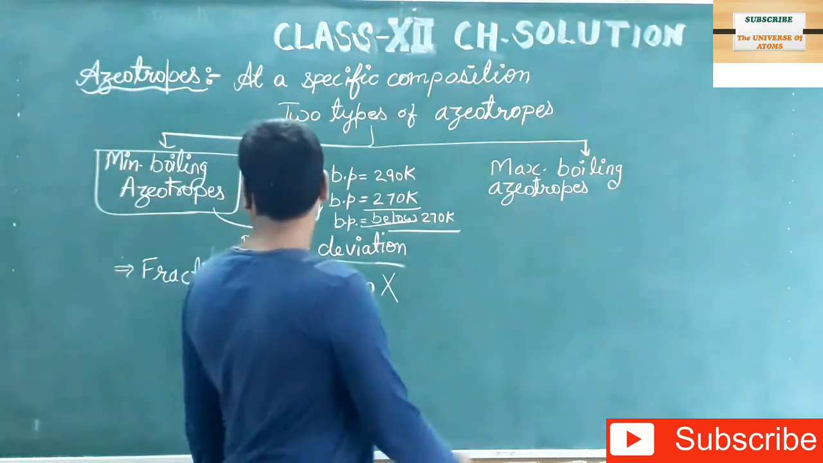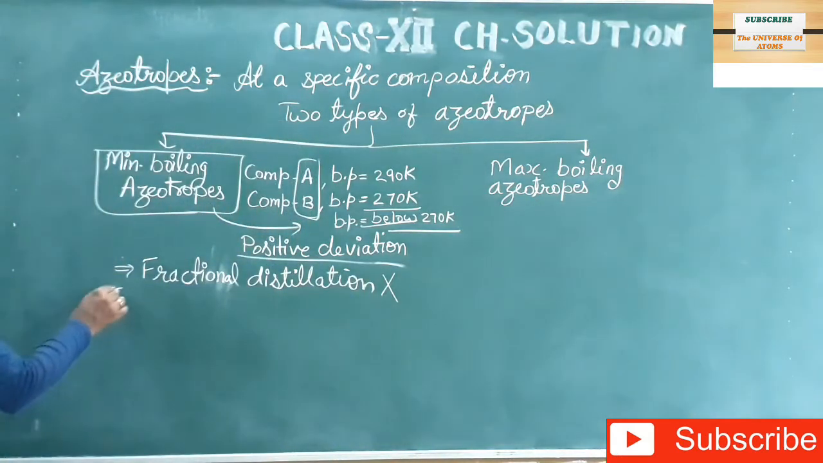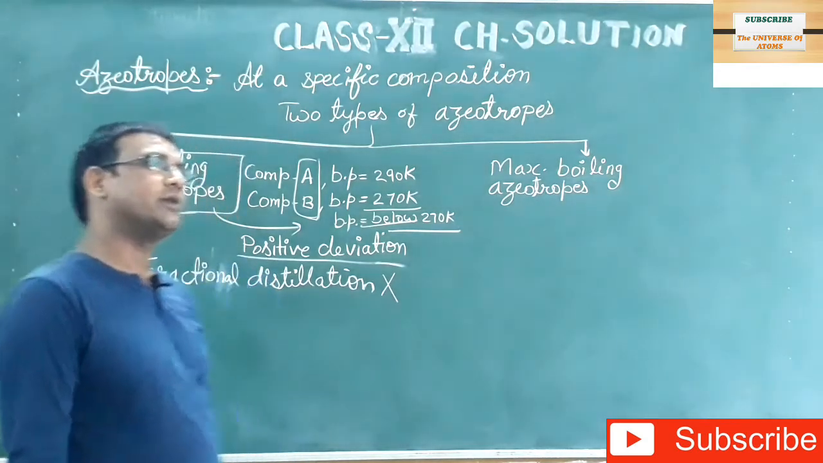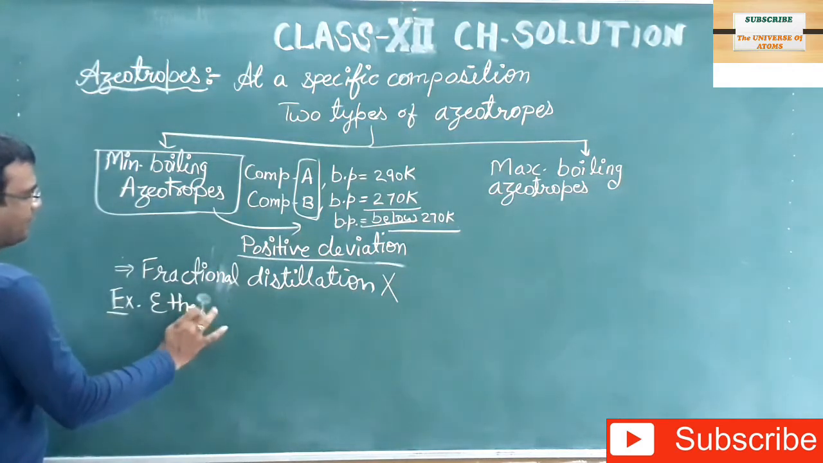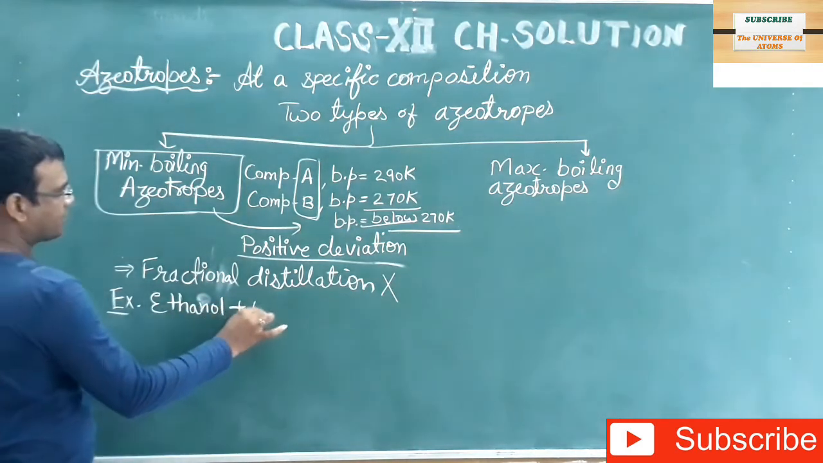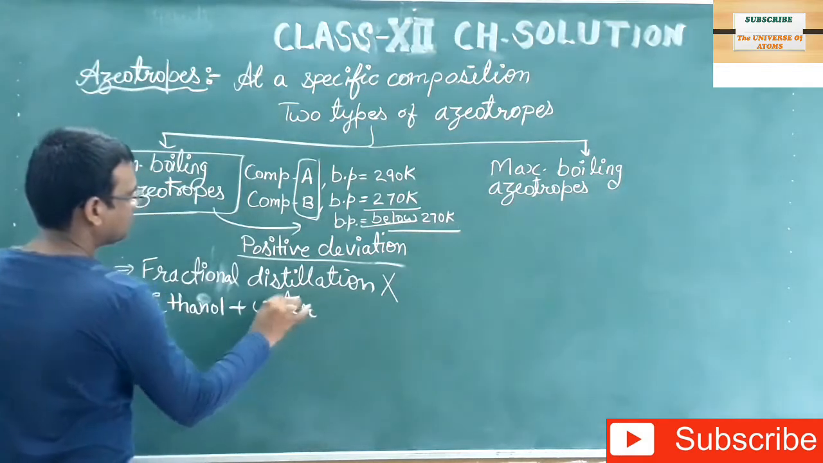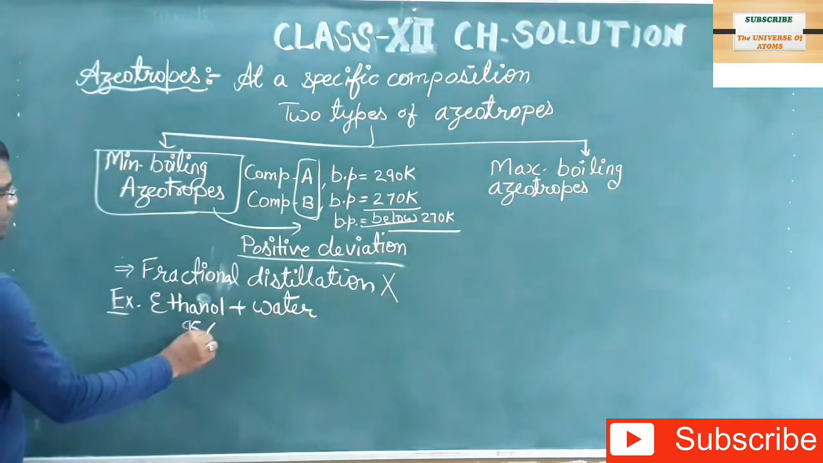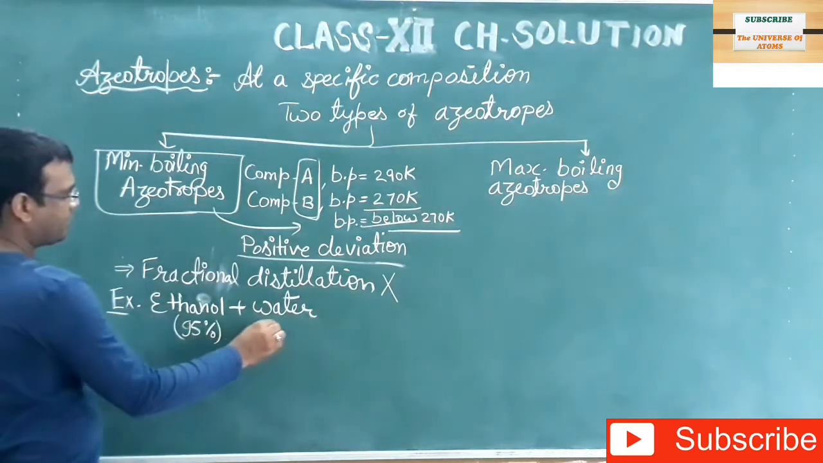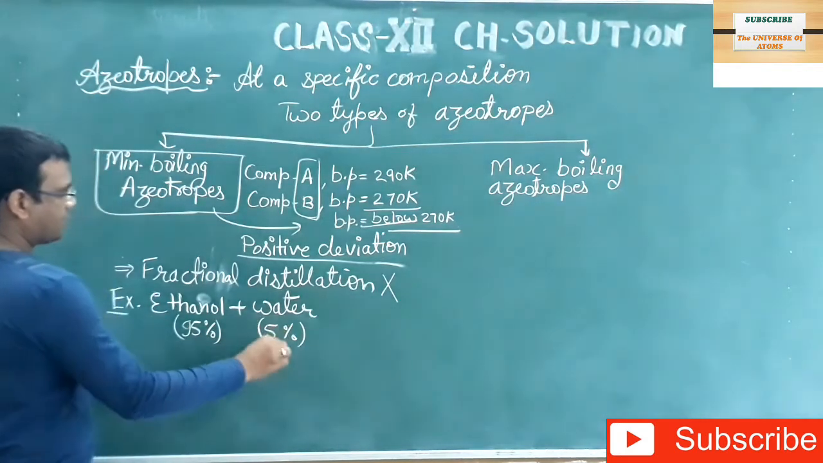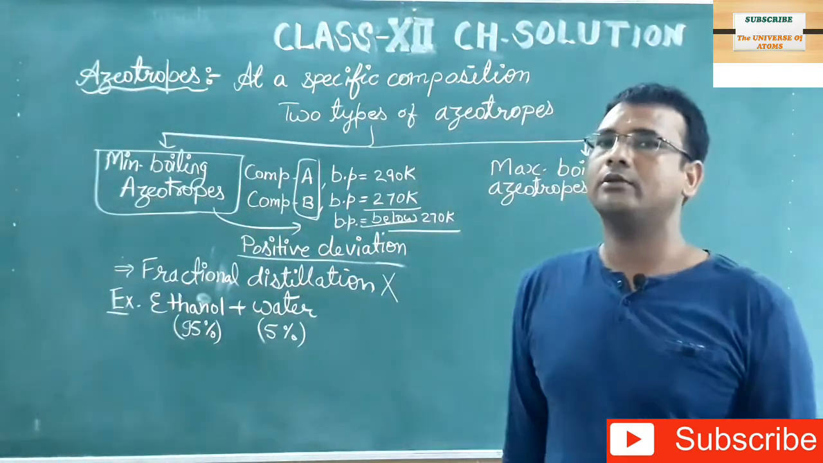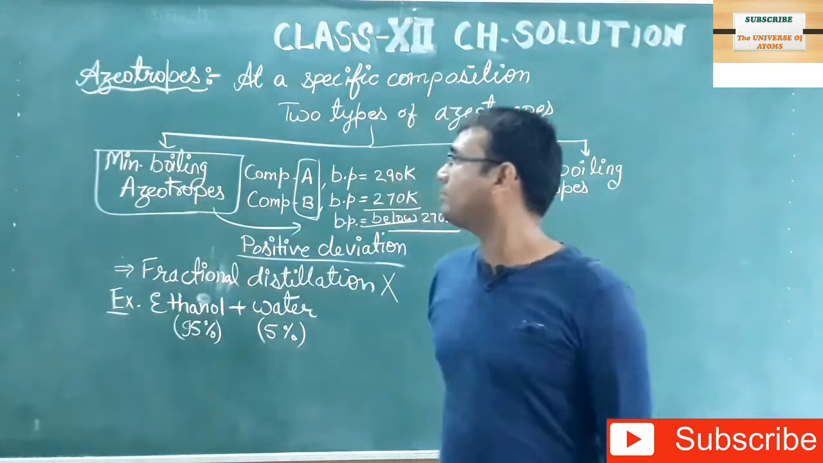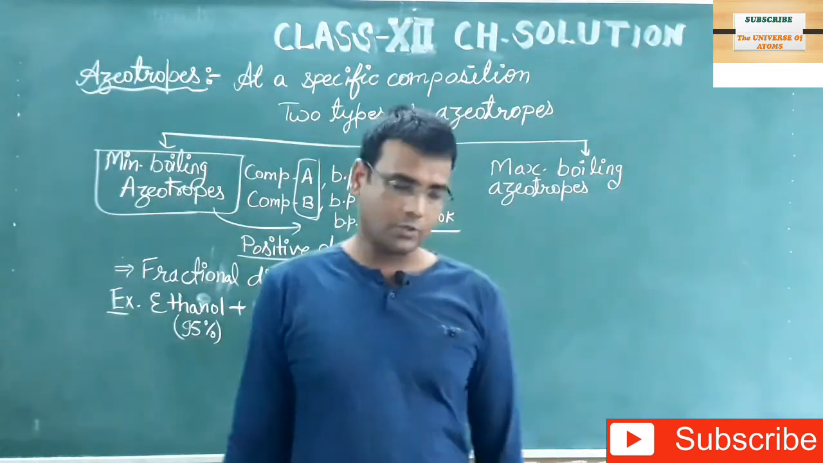For the next part, at least one example you need to remember. Example of a minimum boiling azeotrope: ethanol plus water. Here the ethanol percentage is 95% and the remaining percentage is water. If a mixture of this composition is taken, then it will show a minimum boiling azeotrope.